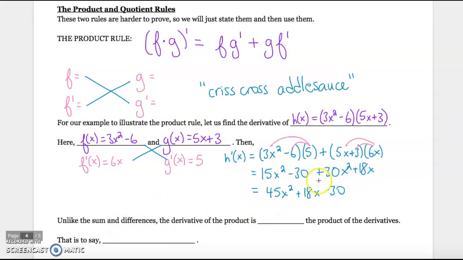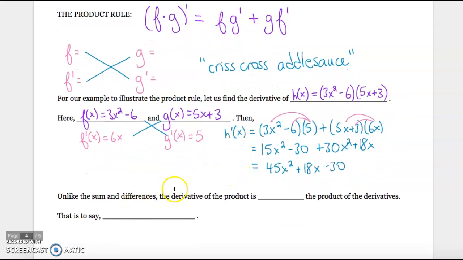So that is how you do the product rule in the most basic terms. Unlike the sum and differences, so this is what I was talking about earlier, the derivative of the product is not the product of the derivative. So that is to say that if you wanted to find the derivative of f times g, it does not equal just f prime times g prime. That would be too easy and too sweet, right? So be careful about that. That's a trap some people fall into. Anytime you're trying to find the derivative of a product, you have to do crisscross applesauce.